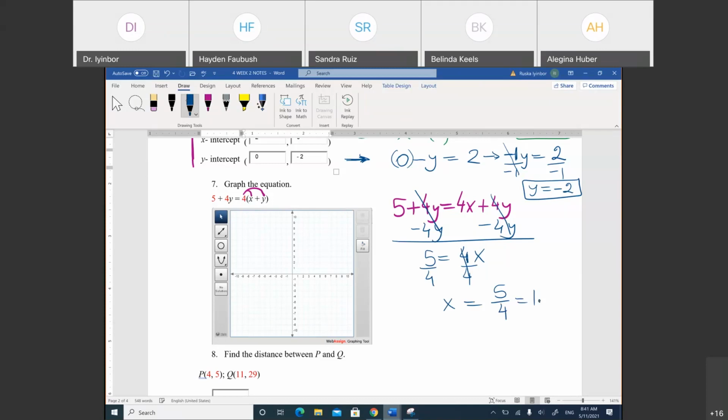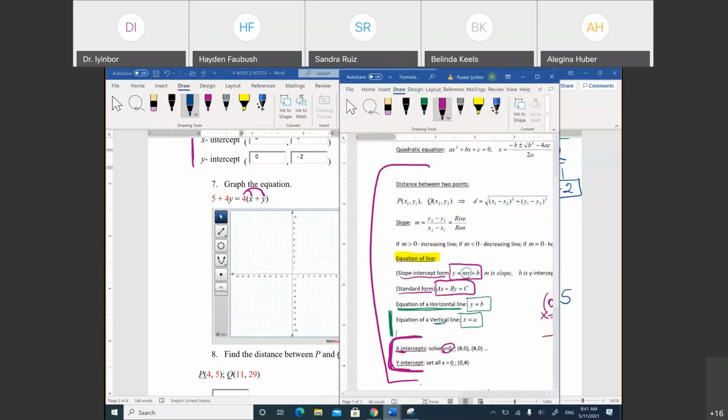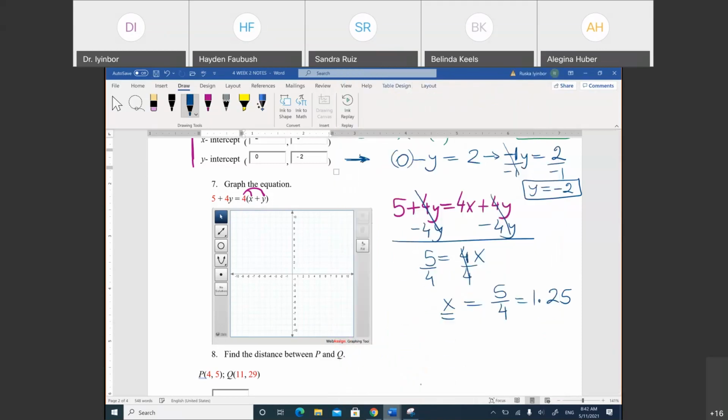Yep. So what that means, x equals number. What type of line is that? X equals number. What is it? It's a vertical line, right? Exactly. It's going to be like this, a vertical line.